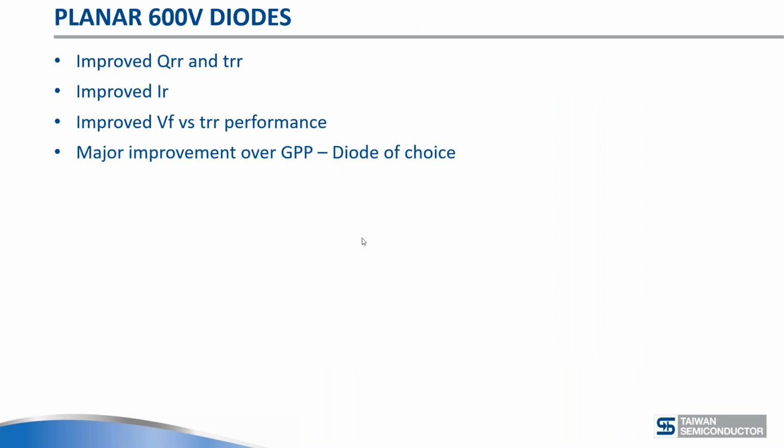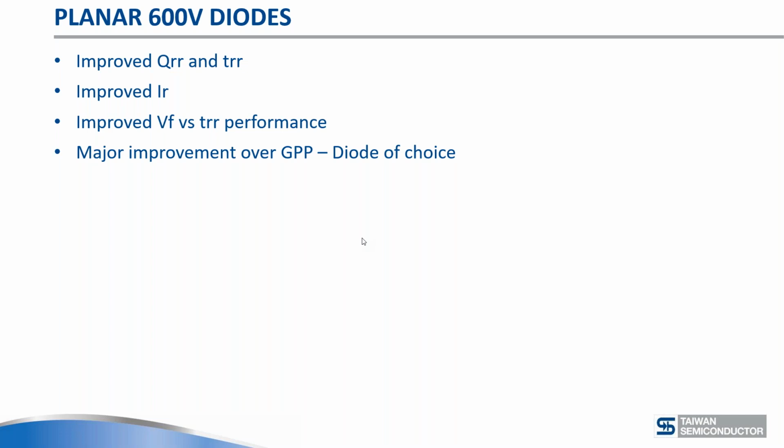So let's go to the summary then here. Planar diodes have improved storage charge and TRR. They have improved leakage current, and they have an improved VF versus TRR performance. Let me stop a little bit at that line because I need to explain that here.